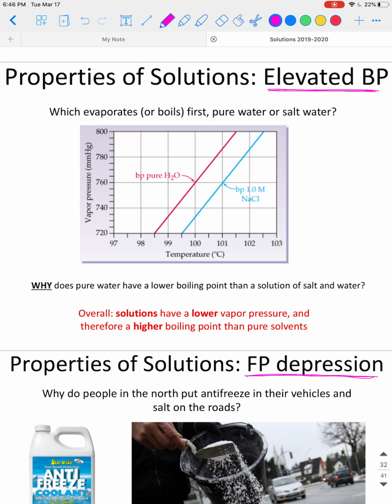Okay, we call that elevated boiling point and a freezing point depression. Why? Why do solutions have a higher boiling point than pure substances and a lower freezing point than pure substances? And in fact, that's what this graph is showing right here.